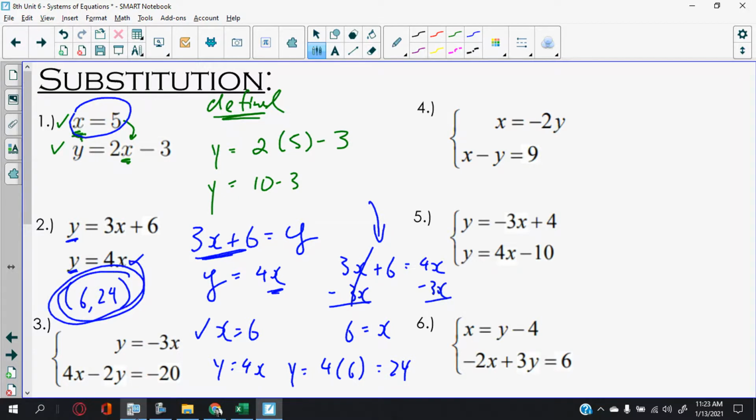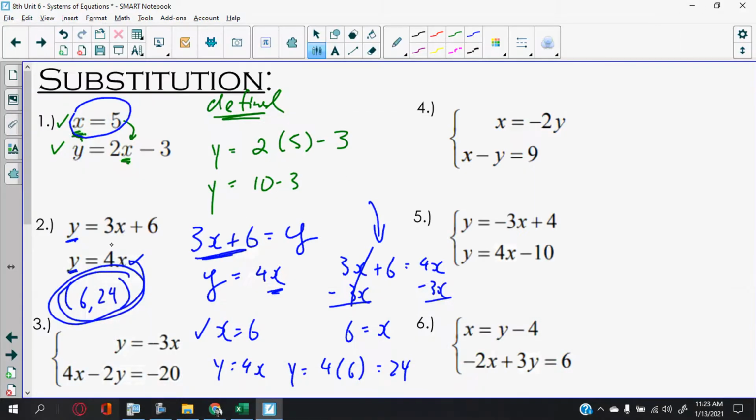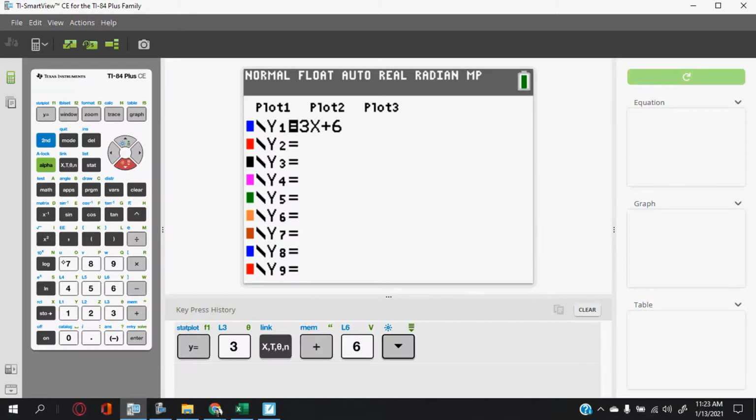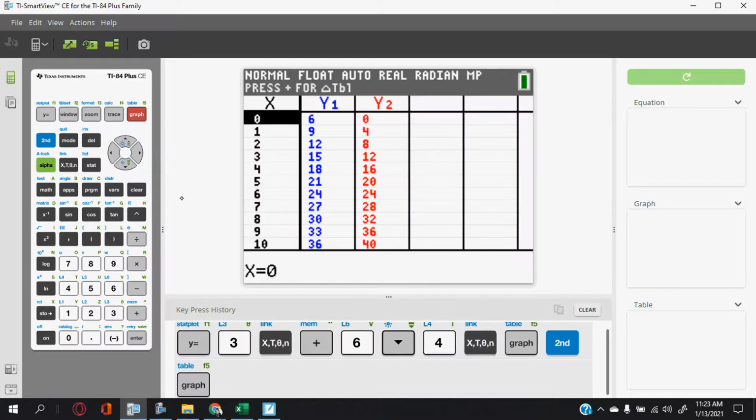Now, if you don't believe me, let's take it to the graphing calculator. Okay, so here I got y equals 3x plus 6 and y equals 4x. All right, I'm going to graph. Now, the solution is somewhere up there. So what I'm going to do is just look at the table values. I'm going to scroll down. Yeah, look, when x is equal to 6.